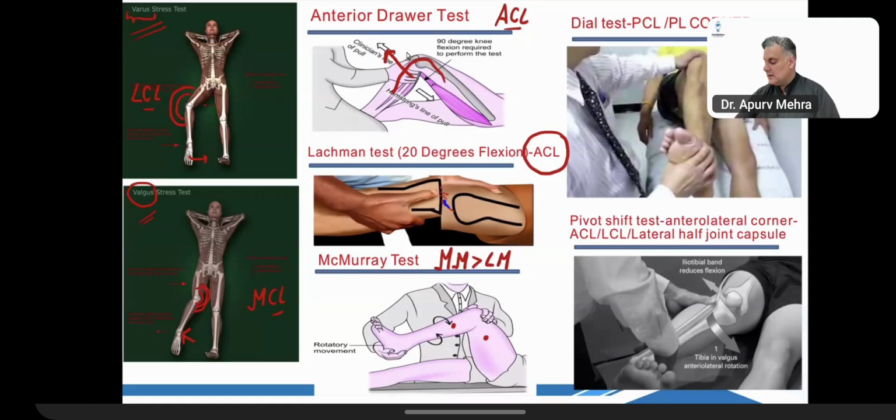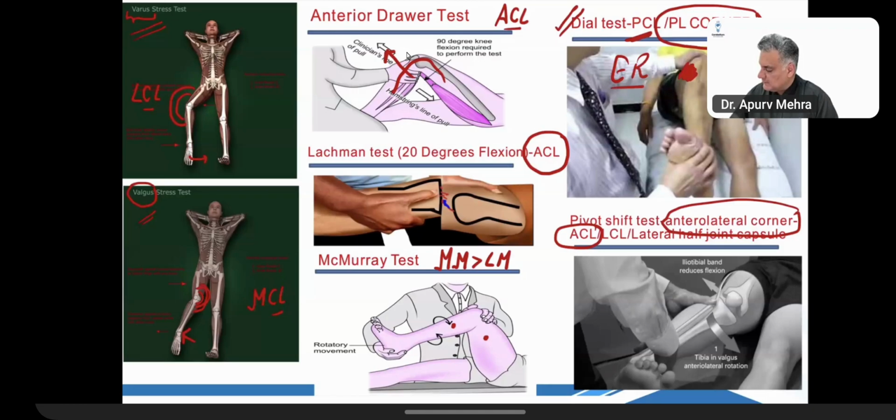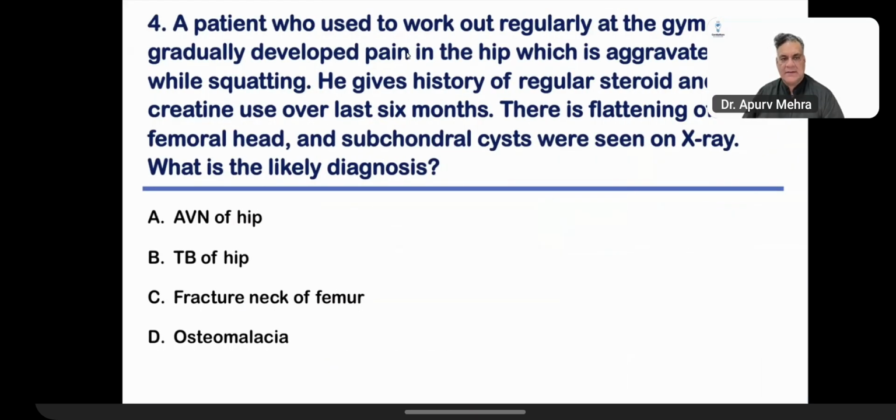Then there is something called the posterolateral corner, and there is something called the anterolateral corner, which has the ACL. So there are tests for it. Dial test for PCL: you externally rotate. PCL basically prevents external rotation, so if the PCL is gone, external rotation will occur. Similarly, ACL prevents internal rotation, so when you are doing internal rotation, if it's gone, the tibia will pull out. So these are the tests for the ligaments of the knee. All right, next.